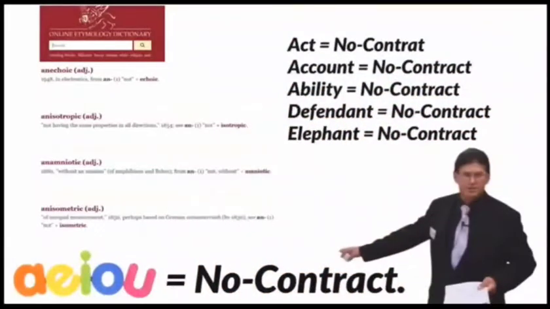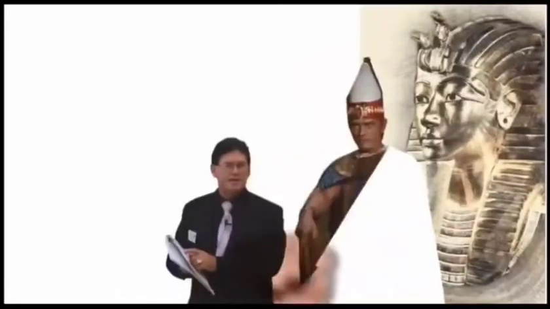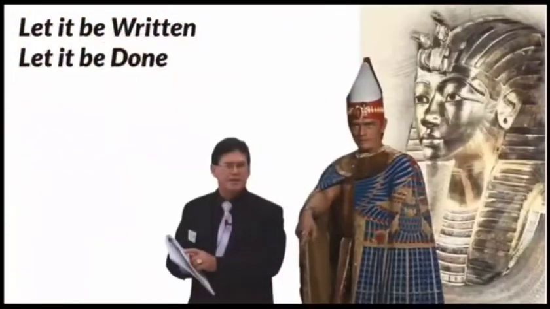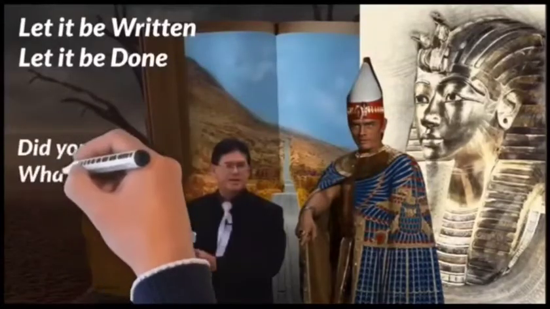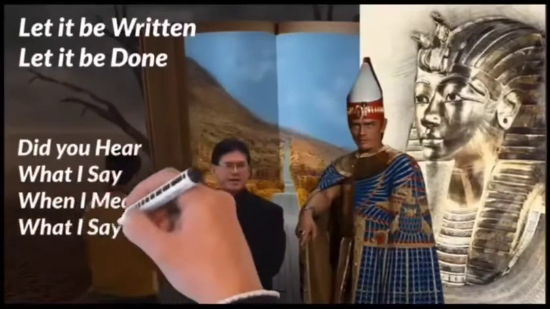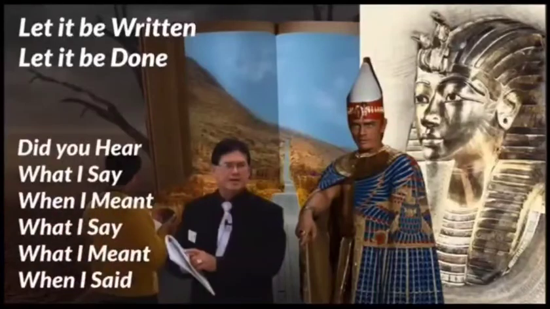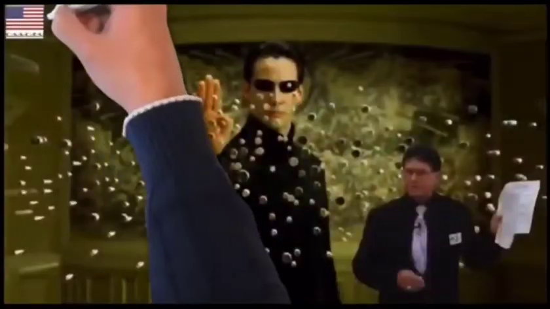ACT means no contract. In 4700 BC, Pharaoh said, so it is written, so it shall be done. There was a reason for that, because oral contracts cannot be seen or proven. Did you hear what I said, what I meant, what I said, when I said, what I meant, what I said? If you don't see it written, you can't prove it.